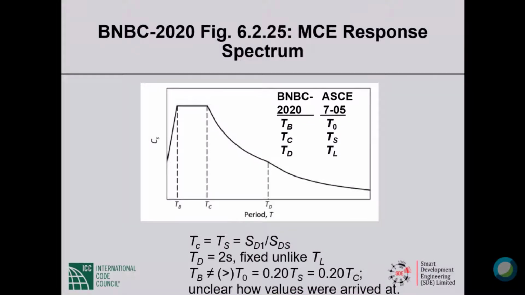Now the BNBC spectrum, I have shown you a number of times. I have also shown the correspondence. Now the important things. So T sub S of ASCE 7-05, the period at which we go from the flat top to the descending branch, is S sub D1 over S sub DS. That is also the value of T sub C in BNBC. So T sub C is equal to T sub S.